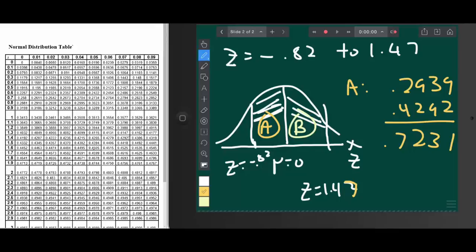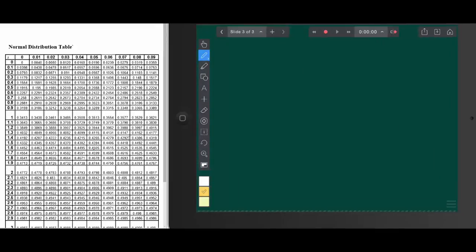So let's try one more here. Let's say that we want to go from z equals minus 1.62 to minus 0.58. Just making some numbers up there. Now both of those are below the mean.